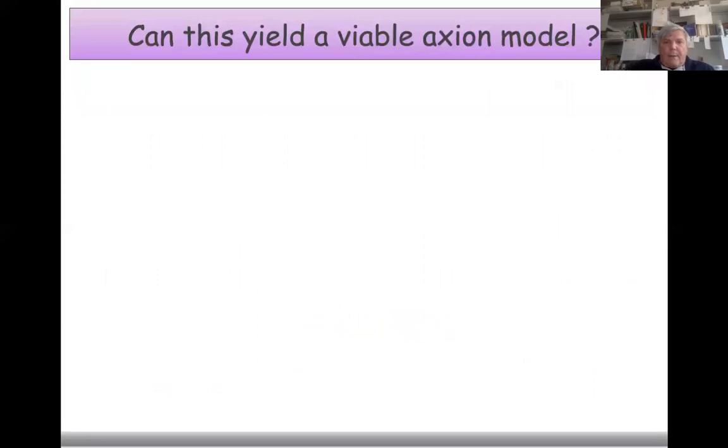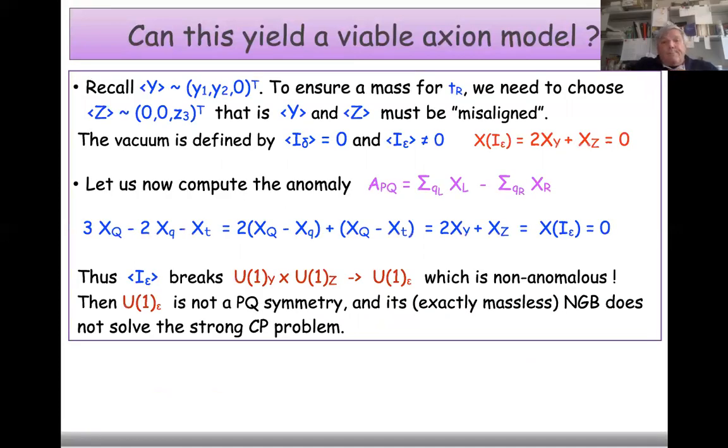Can this yield a viable model? Well, here is the problem. Recall that this is the structure of the vev of the Y field multiplet, and to ensure a mass for the top, we need to choose this option. So the epsilon invariant was chosen to have all the quarks massive. That is, Y and Z must be misaligned to give masses to the three flavors of quarks.